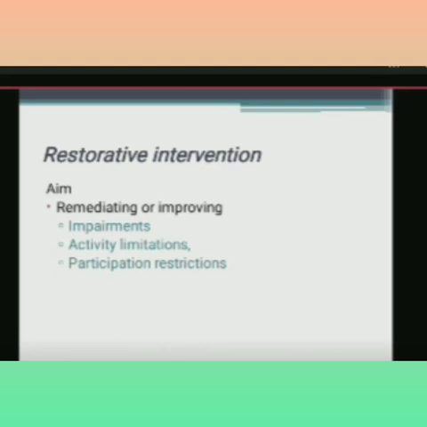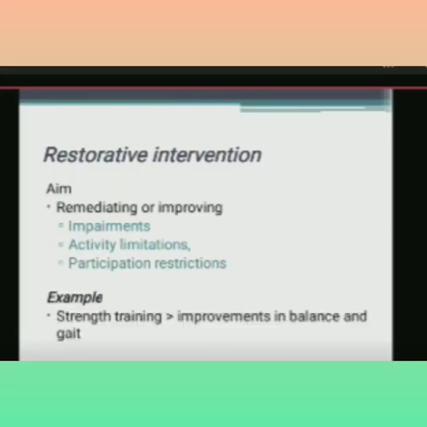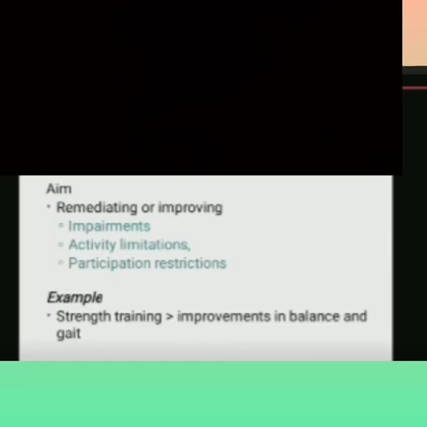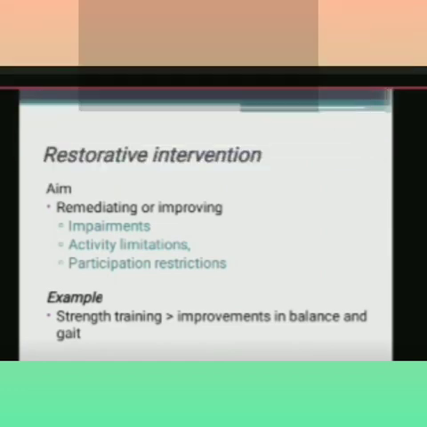Here we can restore the functional level of the patient. For example, we can do strengthening to improve balance and gait. Where indicated, we can strengthen the muscle, then get back the balance of the patient or normalize the gait of the patient. So this is the restorative intervention.